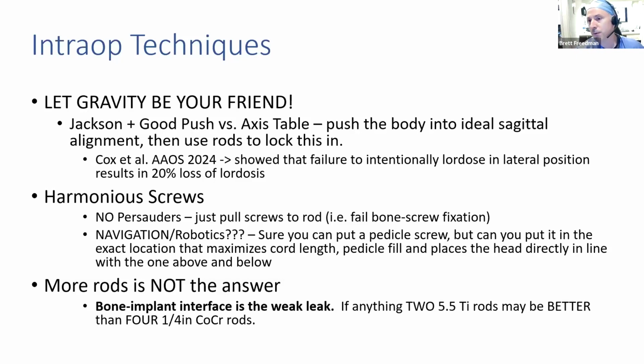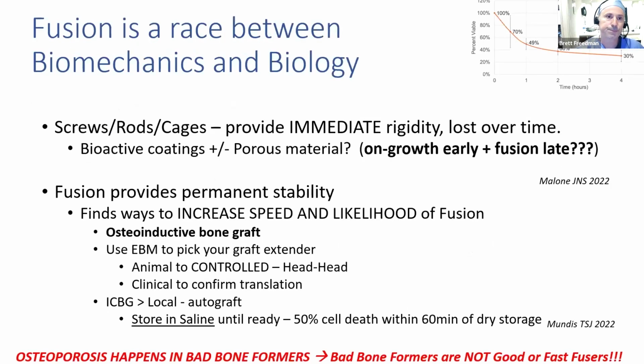Make sure your screws are harmonious, that they connect the dots, so you don't have ones that are off and don't have to use persuaders. That might be a good indication for navigational robotics because it might get those heads where they need to be. There's a lot of places you can put a screw in the bone. There's only one where the head is next to the next head. And more rods is not the answer for these patients because the rod is not the weak link. It's not the metal, it's the metal to bone.